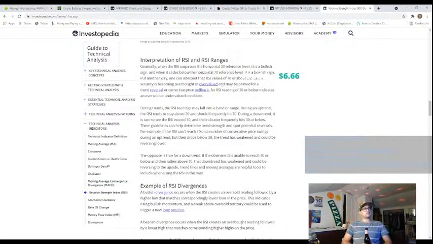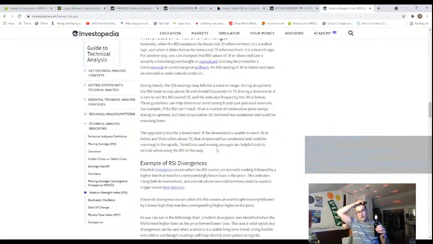Generally, when the RSI surpasses the horizontal 30 reference level, it is a bullish signal. And when it slides below the horizontal 70 reference level, it is a bearish sign. Put another way, one can interpret that RSI values of 70 or above indicate a security that is becoming overbought or overvalued. It may be primed for a trend reversal or corrective price pullback. An RSI reading of 30 or below indicates an oversold or undervalued condition, where you could also see a reversal to the upside. So it's telling you if it's been bought or sold too much. Too many times. That's all.